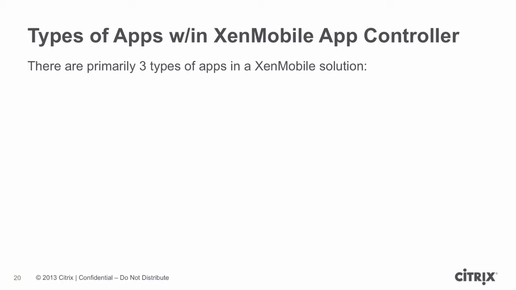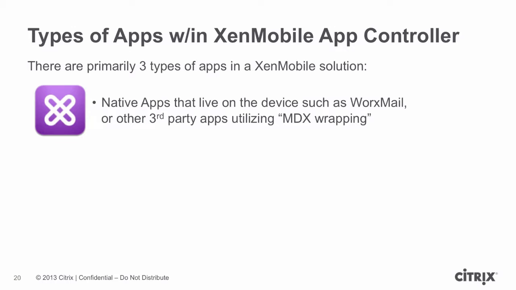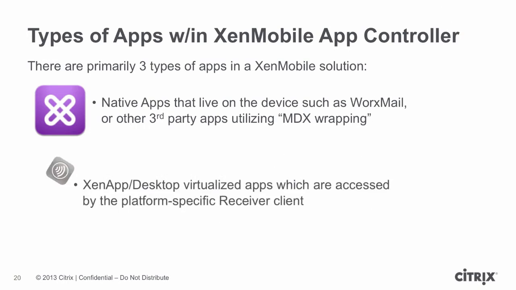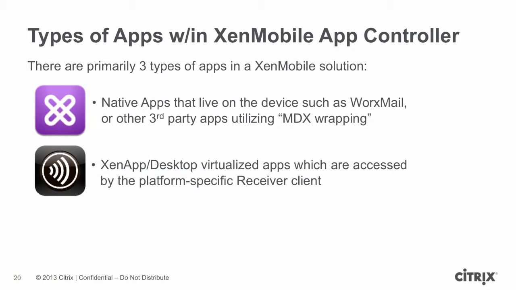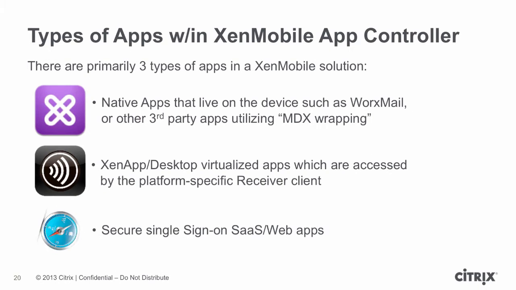Okay, so the types of applications that we work with for the application controller are MDX apps. These are native applications that are going to live on the device, like WorksMail or some other third-party app that we've taken and wrapped up utilizing our MDX technologies. We can deliver XenApp and XenDesktop applications so that on the go, our users can get access to any application that they might need within our XenApp, XenDesktop virtual applications. And of course we can also provide access to web apps. And not only can we provide access to them, we can provide single sign-on for them. So a user can sign on once, gain access to any application that they need.